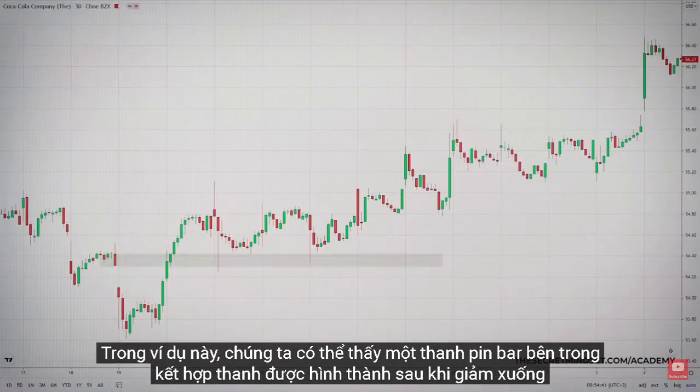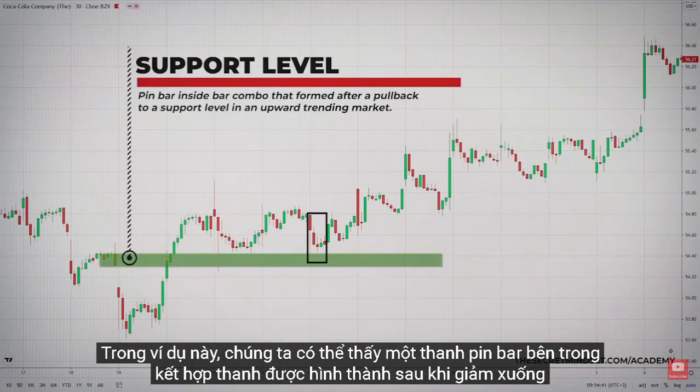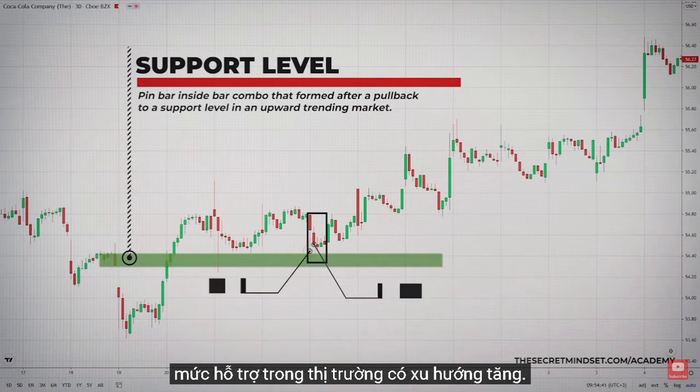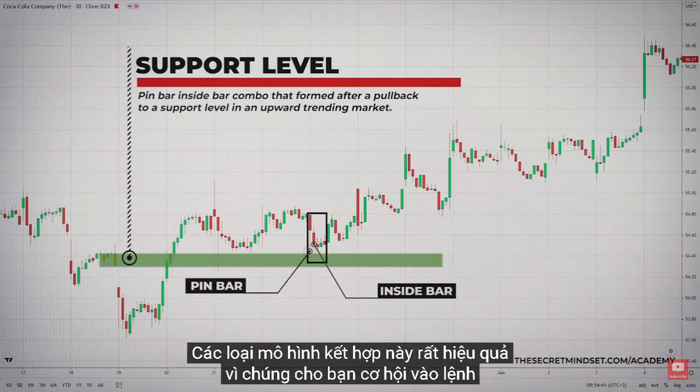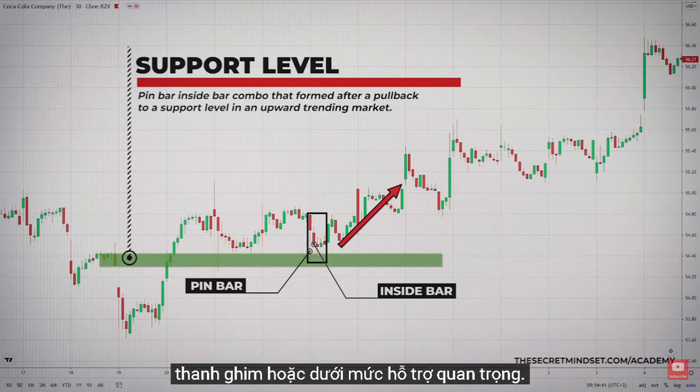In this example, we can see a pin bar inside bar combo that formed after a pullback to a support level in an upward trending market. These types of combo patterns are very effective because they give you the chance to get a better entry on the pin bar and allows you to get a narrow stop loss, either below the pin bar or below the key support level.